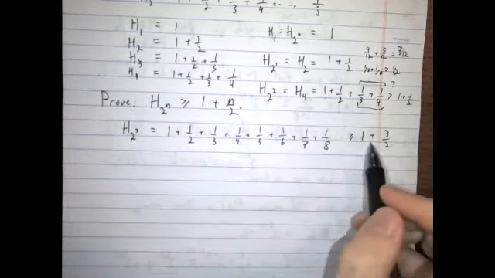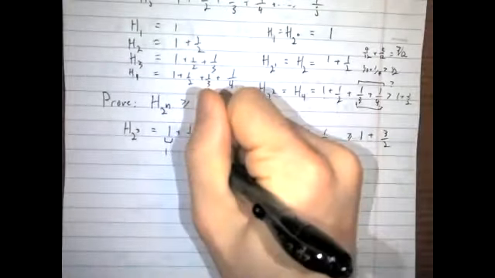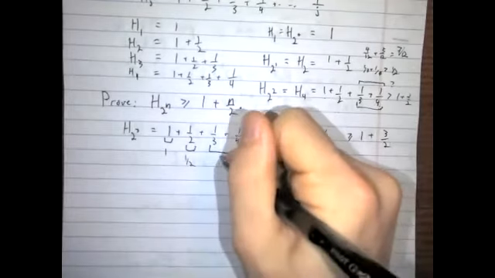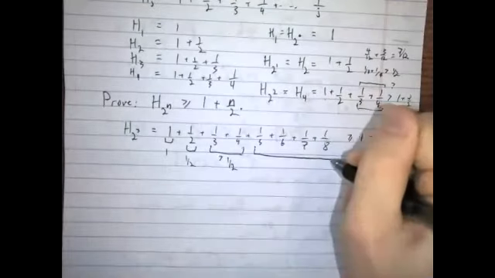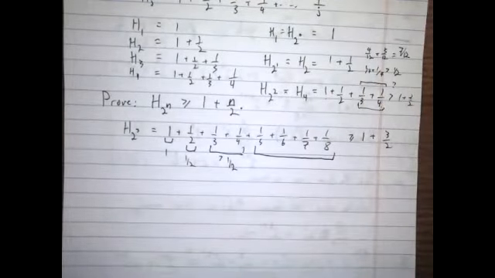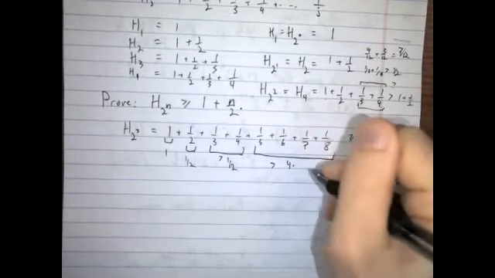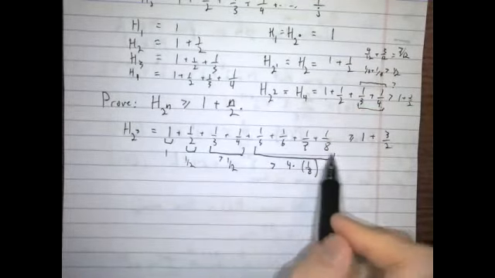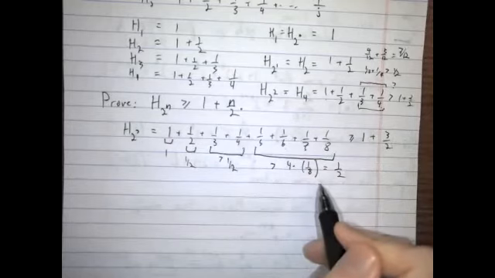This is greater than or equal to 1 plus 3/2 for the following reason. This is 1. This is 1/2. We already saw that 1/3 plus 1/4 is greater than 1/2. And now I claim that 1/5 plus 1/6 plus 1/7 plus 1/8, you know what this is greater than? This is greater than 4 times 1/8, right? Because I'm adding up things that are bigger than 1/8. And 4 times 1/8 is equal to 1/2. So this thing is also bigger than 1/2, right?